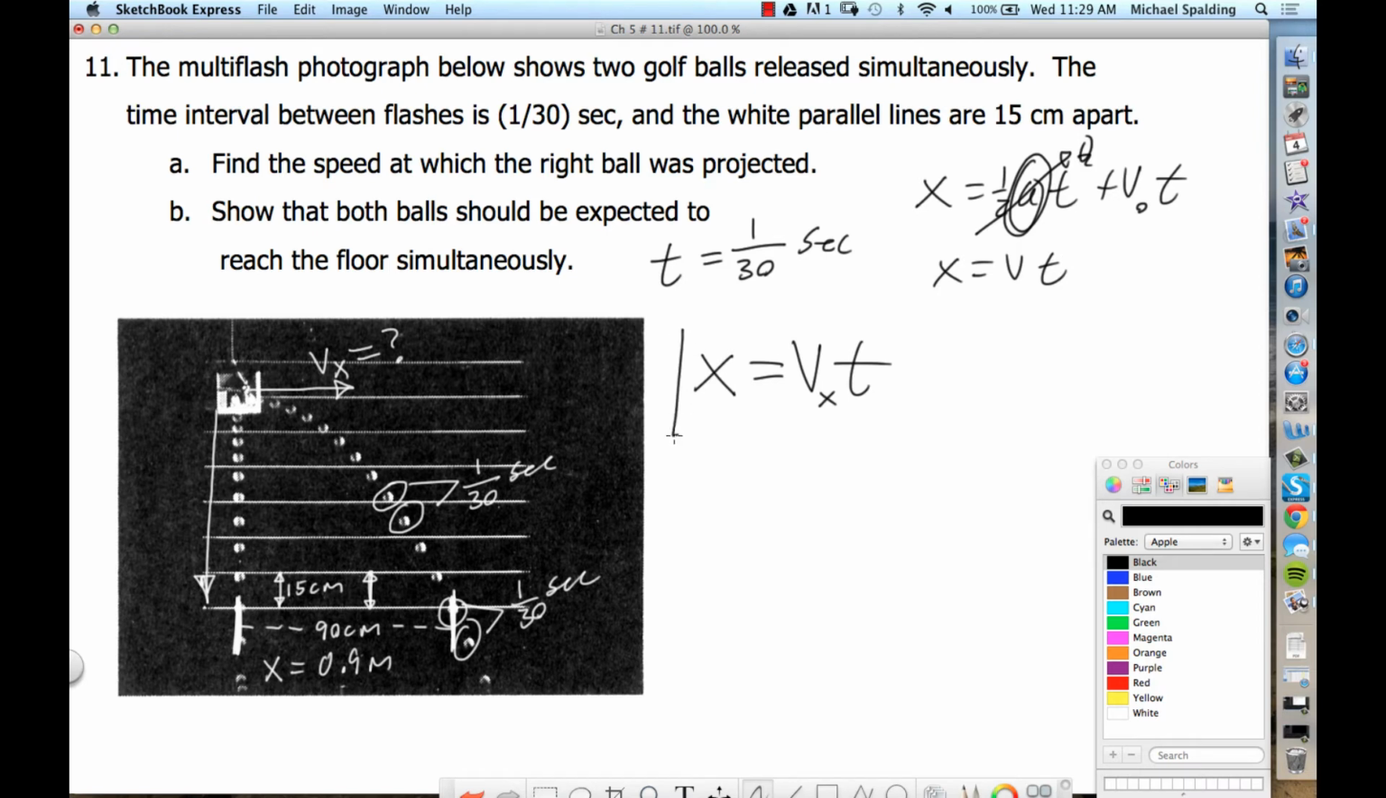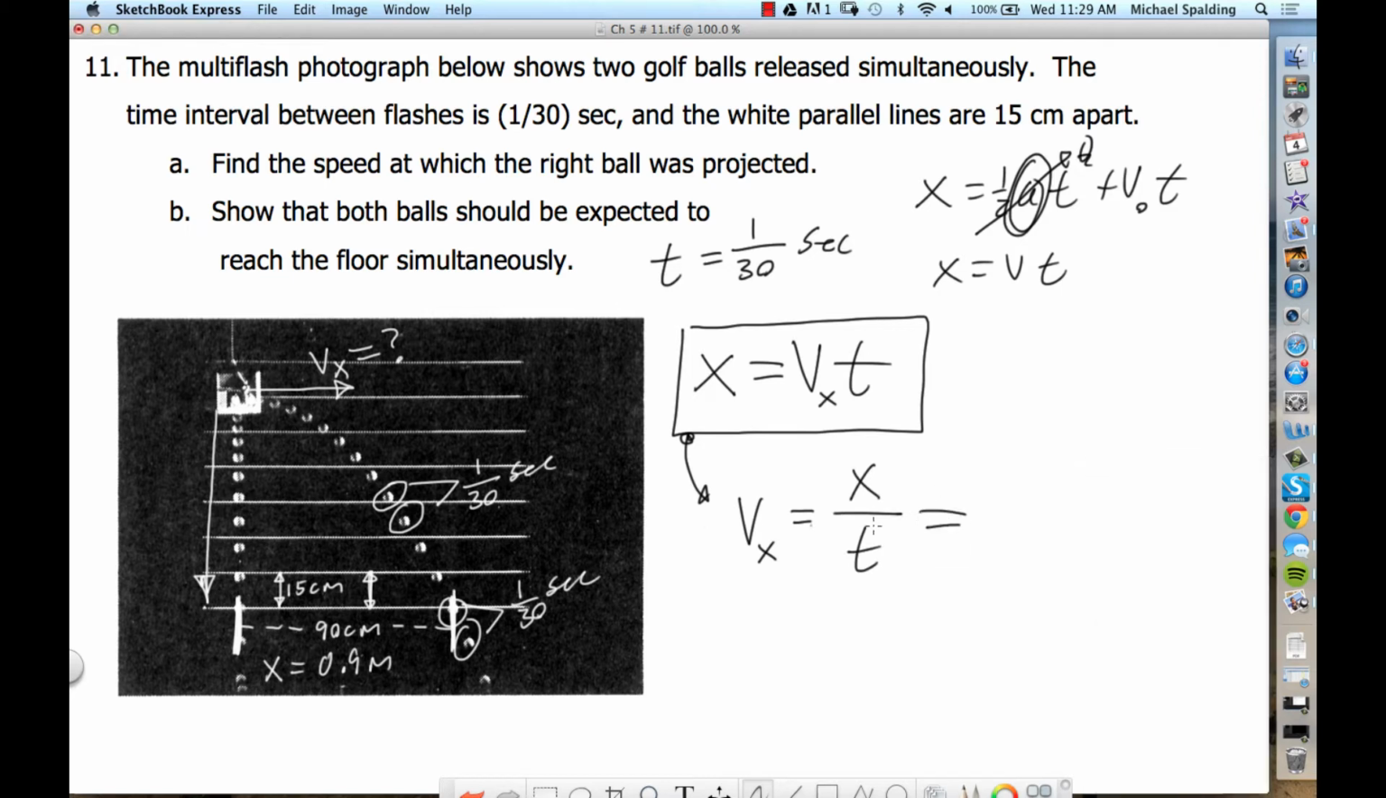Okay, so what are we solving for in this problem? Vx. So take this equation. Vx is going to be x over t. Well, what is the x? How far did this ball travel horizontally? 0.9 meters. Right? Now what do we have to figure out? The time. So what we have to figure out is how many times the camera went, because we know the time for each photo, right?